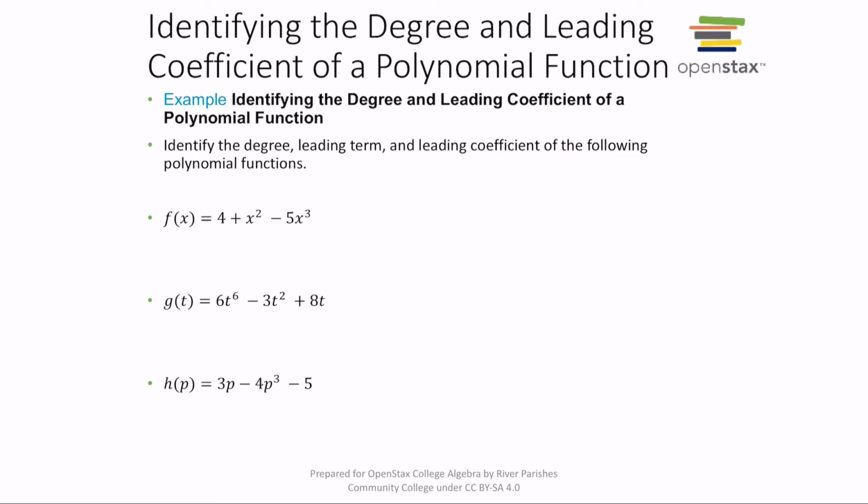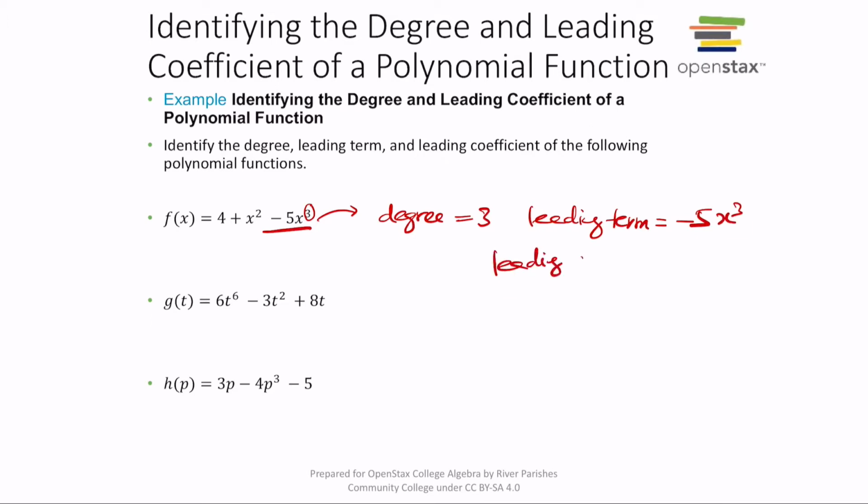So let's start with this one. What is the highest power here? Power 3. So for this one, the degree is 3. Now the leading term is the entire term, minus 5x cubed. The leading coefficient is minus 5. So use this principle now and try to solve the other two problems.